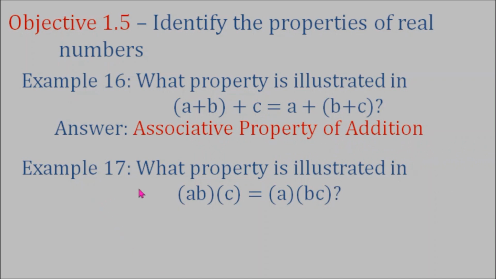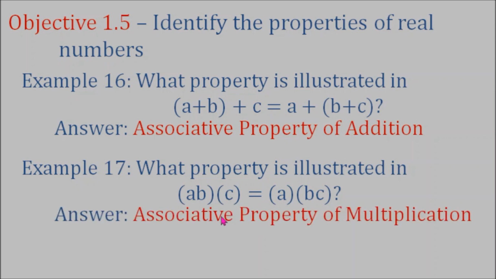Example number 17. What property is illustrated in the quantity a times b times c equals a times the quantity b times c? Notice here that we are multiplying 3 variables, a, b, and c. On the left side, a and b are grouped together, while on the right side, b and c are grouped together. So this illustrates associative property of multiplication.